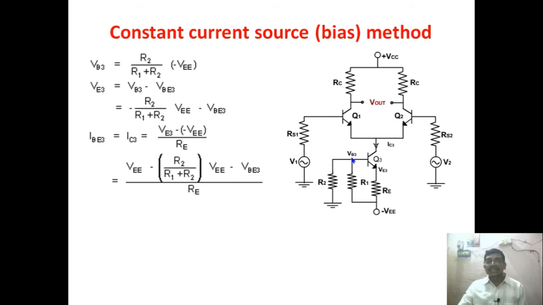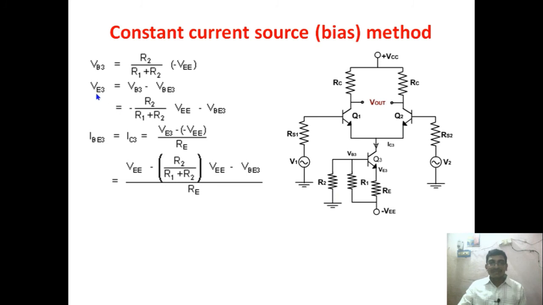So VB3 is the voltage at this node, the base of the transistor Q3. That's why it is named VB3, the third transistor base voltage. This VB3 is equal to minus VEE into R2 divided by R1 plus R2. By using this formula we can get it, since this is a closed loop.